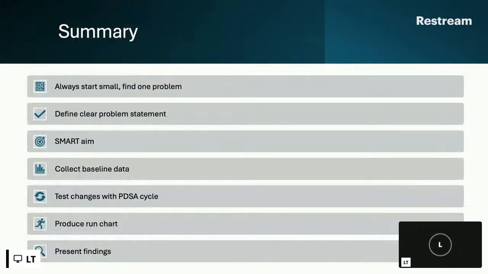And to start, choose one problem that matters to you, explore it carefully, write a strong problem statement that includes the facts, the consequence, the human impact. Use your tools like process mapping, fishbone diagrams, run charts to understand the problem. Define a SMART aim and collect your baseline data. Generate lots of ideas. Try and just come up with anything at all.